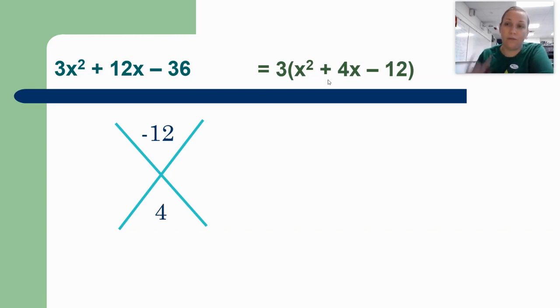For this question, my 2 numbers on the side are a positive 6 and a negative 2. 6 times negative 2 is negative 12. 6 minus 2 is 4.